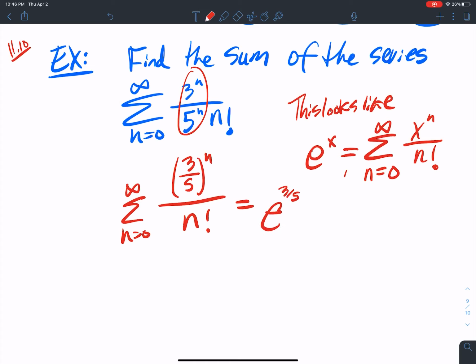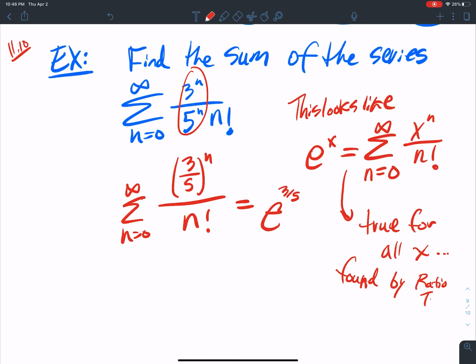Because we know that this is true for all x. We found this in an earlier example, but it's found by the ratio test, right? We run through the test. We set it less than 1. By the way, it is less than 1. It limits to 0. So it works for any x value we can think of.